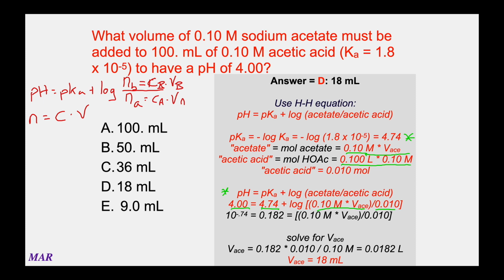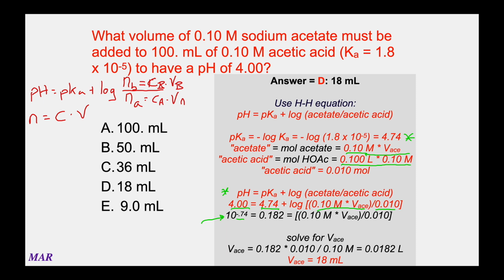So the first thing you do is you go 4.00 minus 4.74, and that comes out to be minus 0.74, and that equals log 0.10 times V divided by 0.010. Then you can do the anti-log, and base 10 log is 10 to the x. So that gets rid of the log on the right side. Then you go 10 to the power of minus 0.74 on the left.